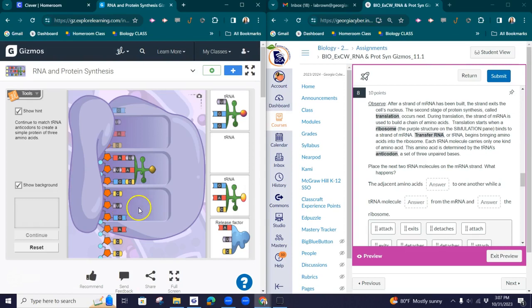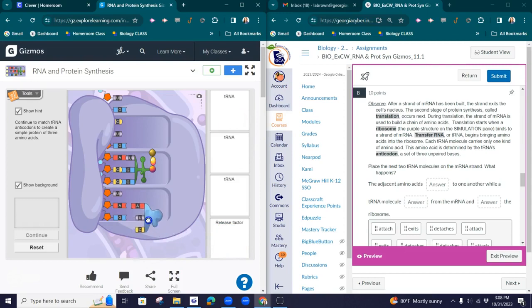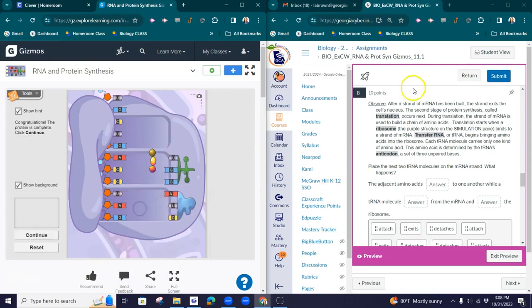G, A, C. So it should be this one. ACC, UGG should be on the other side here. And then the anticodon over here should be AUC.